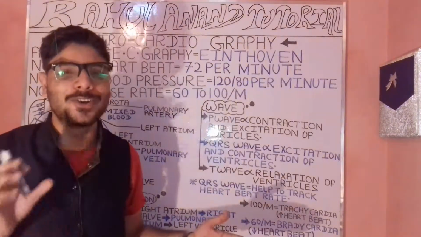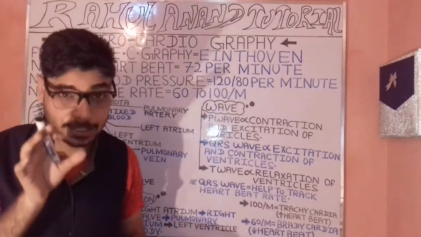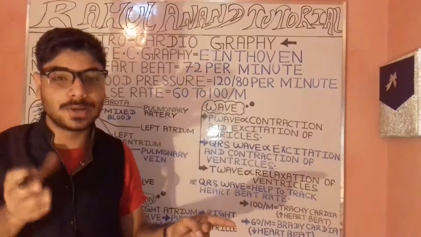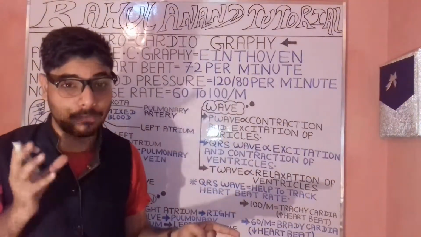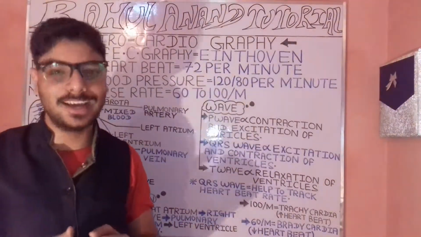So what important role do these play? They carry the deoxygenated blood from the heart region and transport it towards the lungs region.